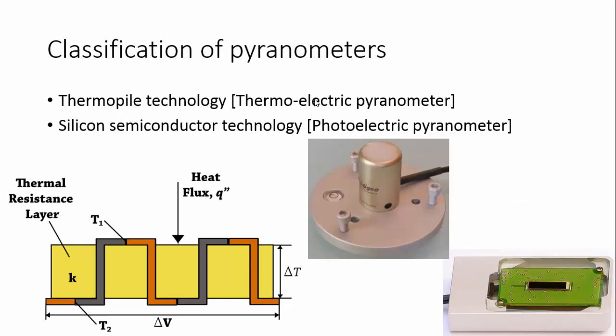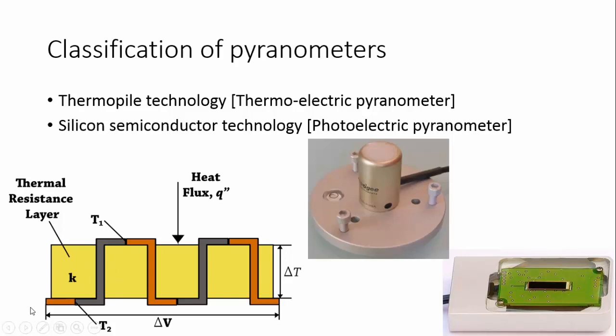Okay, then go to the classification of pyranometers. Pyranometers can generally be classified into two different types. As we have seen earlier, a pyranometer is an instrument which comes under actinometers. In a pyranometer, there are two types of technologies to measure the solar radiation. One such technology is thermopile technology. A thermopile is nothing but a collection of thermocouples.